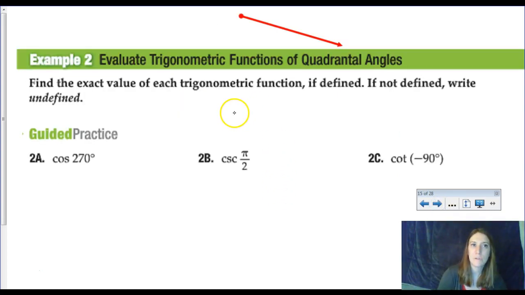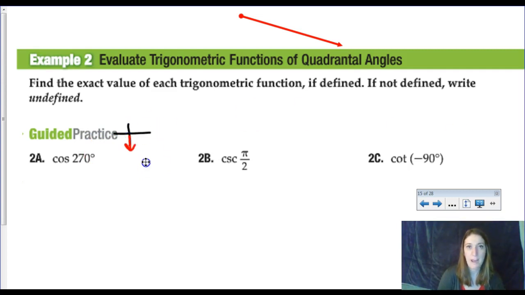Alright, so here's some extra practice. Find the exact value of the trig function of quadrantal angles. We are not able to do the reference angle business because they're quadrantal, so I think about what's going on here, and 270 is down here. So we are somewhere along this ray.